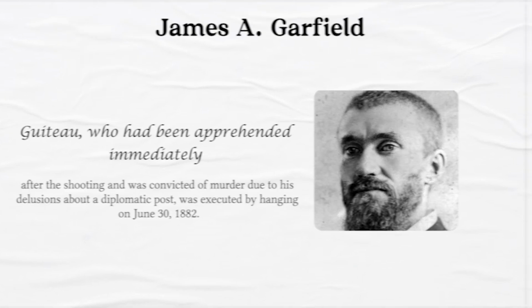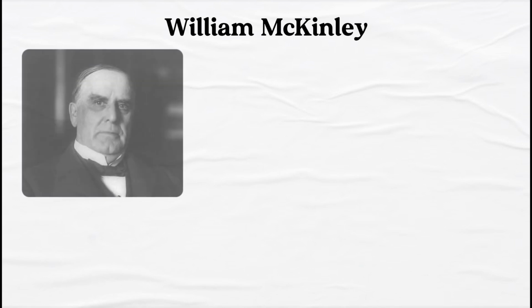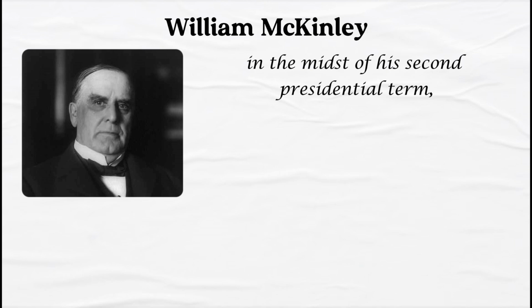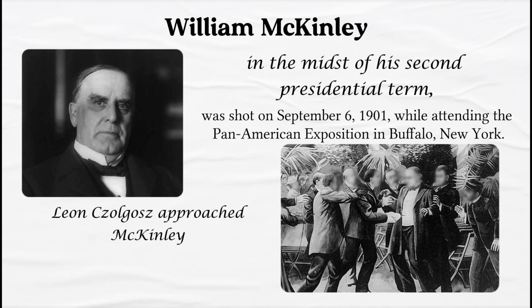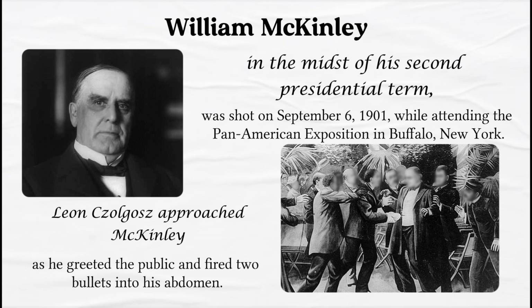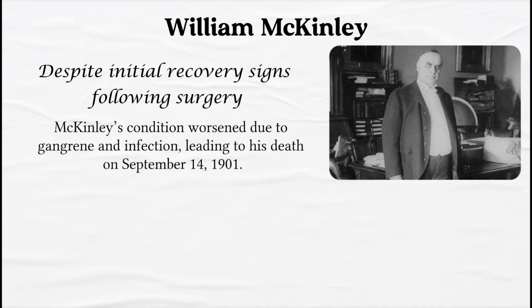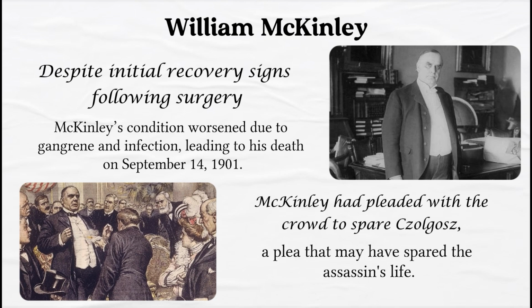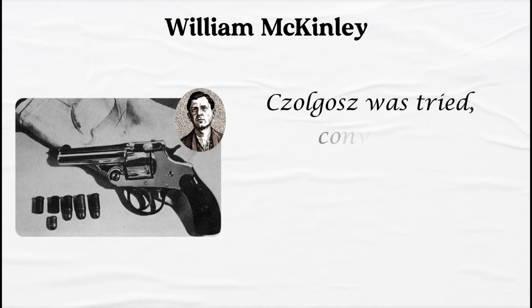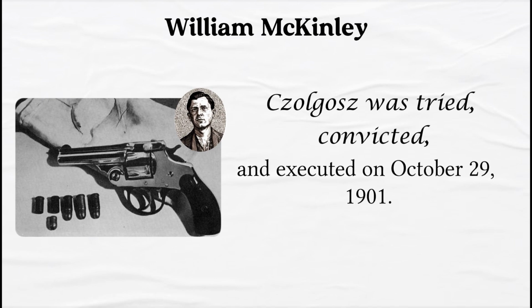William McKinley, in the midst of his second presidential term, was shot on September 6, 1901, while attending the Pan American Exposition in Buffalo, New York. Anarchist Leon Czolgosz approached McKinley as he greeted the public and fired 2 bullets into his abdomen. Despite initial recovery signs following surgery, McKinley's condition worsened due to gangrene and infection, leading to his death on September 14, 1901. McKinley had pleaded with the crowd to spare Czolgosz, a plea that may have spared the assassin's life. Nonetheless, Czolgosz was tried, convicted, and executed on October 29, 1901.